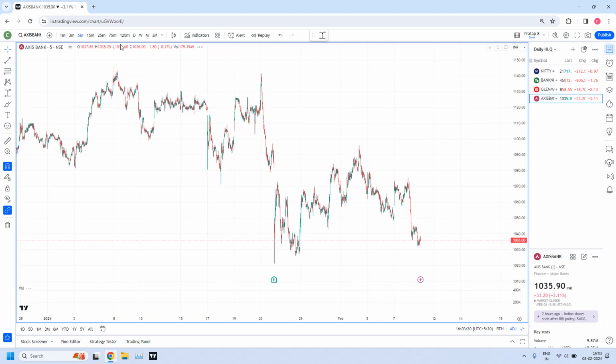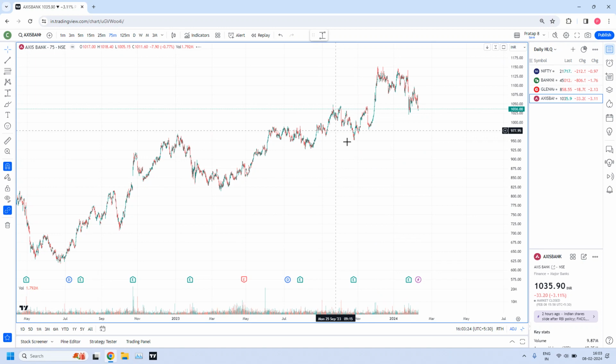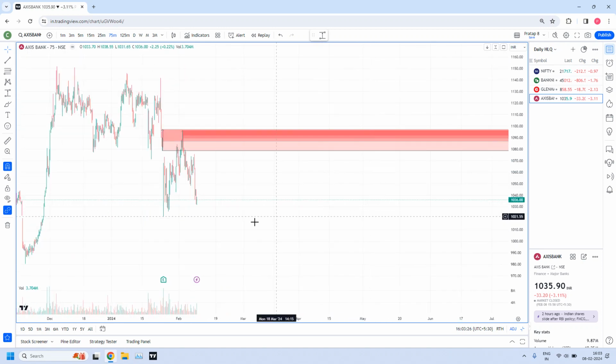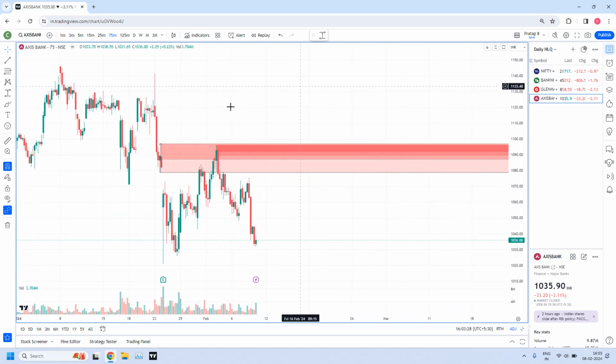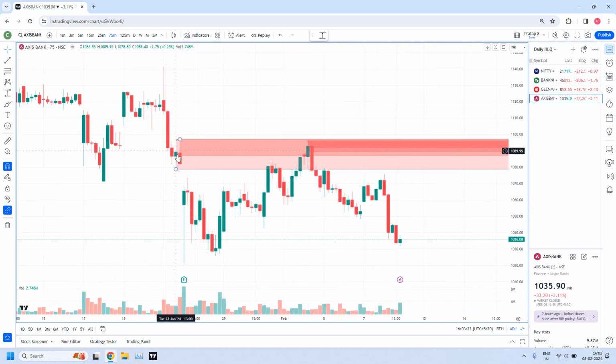Axis Bank is a 75-minute time frame zone. This is the 75 minutes. We have a drop, 3 base candles. Again, we have a drop with the gap, the ERC candle, and a hidden body is added here. And within this, we have drawn the 15-minute zone.